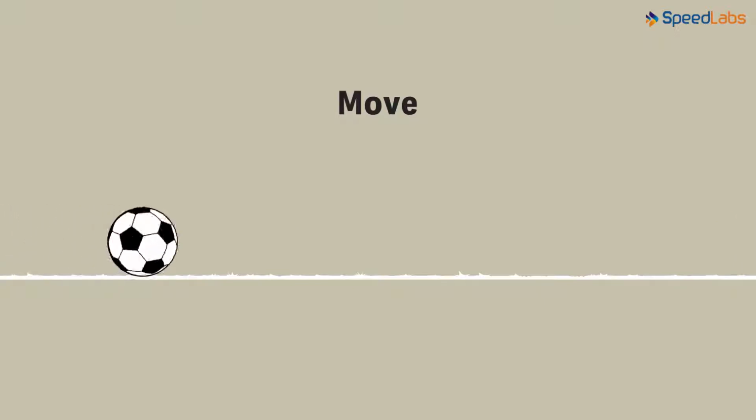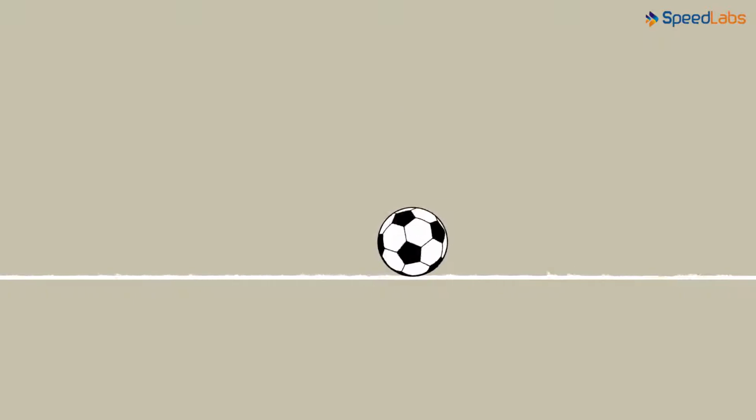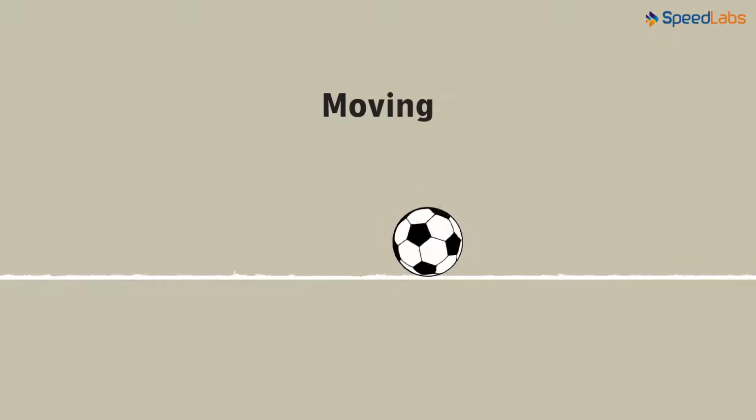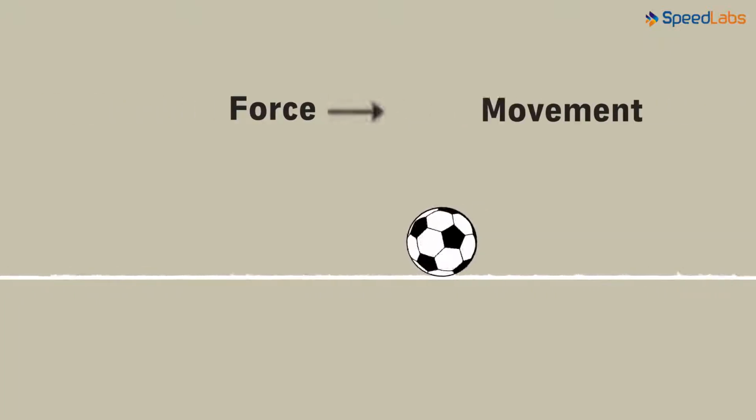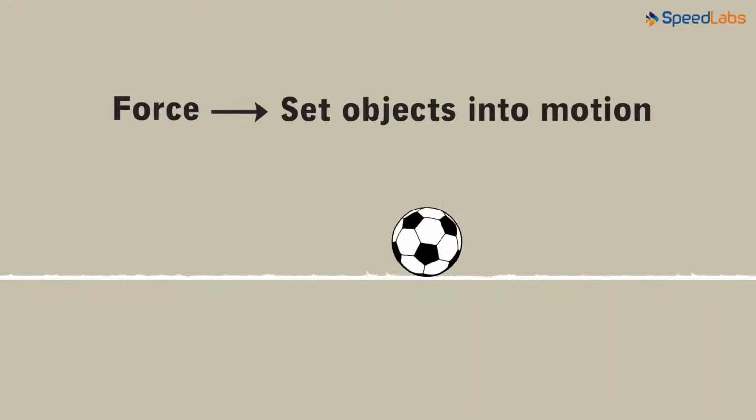What happened after you applied the force? Nothing extraordinary, except that the ball started moving in the forward direction. Initially, the ball was at rest, but now it has started moving. What can you conclude from this? We can say that force can make the object move from rest. In other words, force can set the objects into motion. It was the force you applied on the ball that made it move from its stationary position.